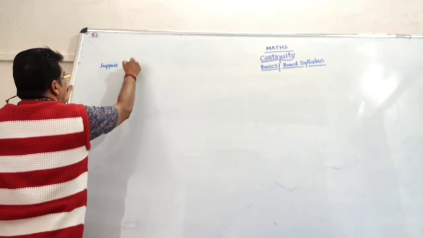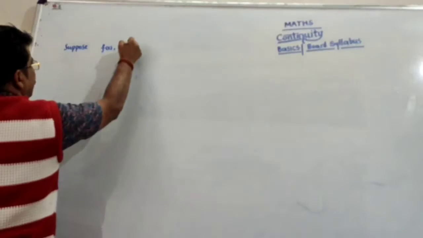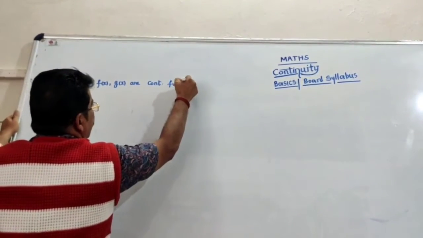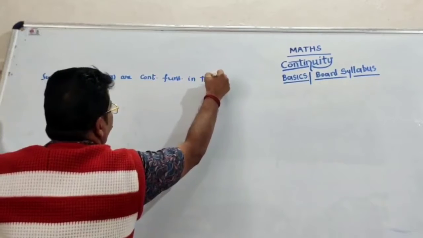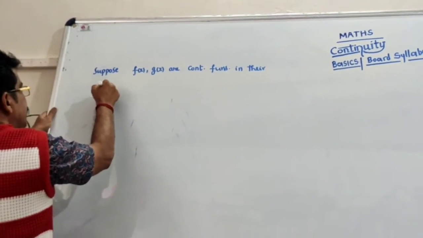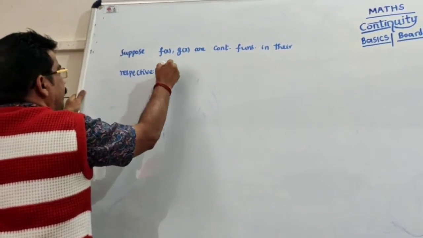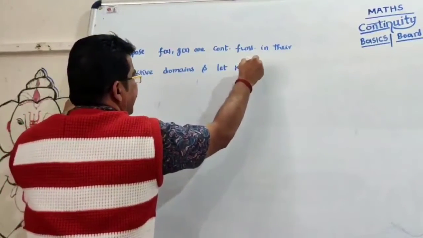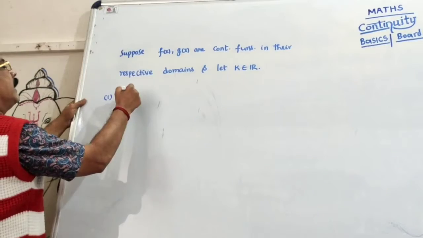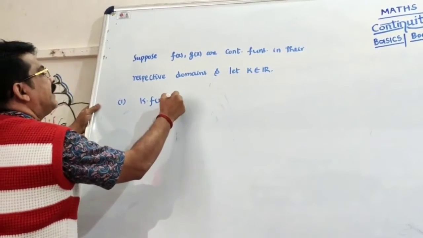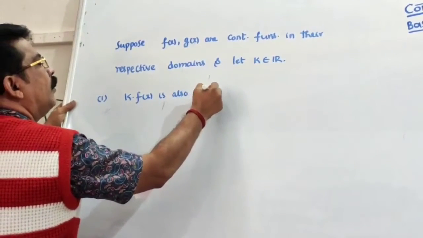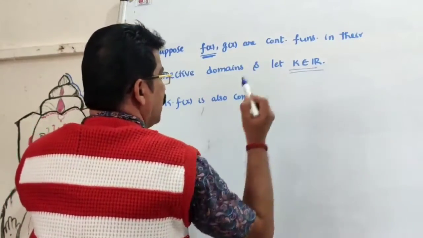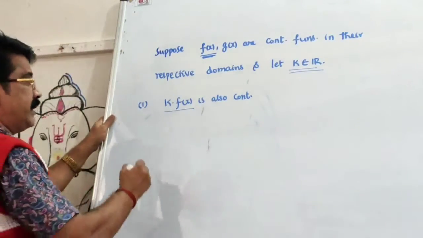Suppose f of x, g of x are two continuous functions in their respective domains, and let k be any real number. Then point number 1: k into f of x is also continuous. Means if f of x is continuous and k belongs to capital R, then k into f of x is also continuous function.